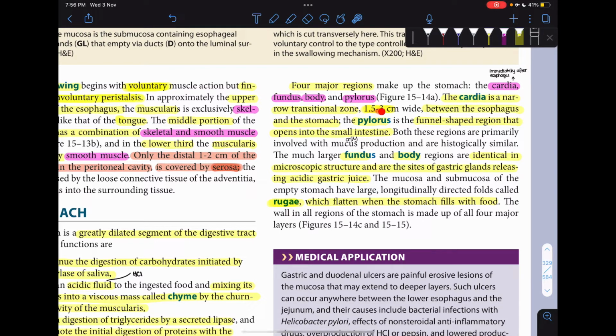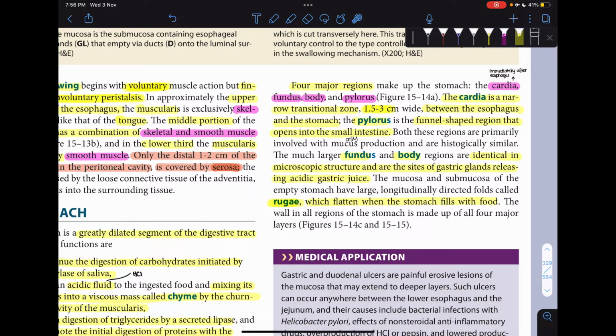Both the cardia and the pylorus are primarily involved with mucus production, so they only produce mucus, and they are histologically similar. The much larger fundus and body, so the fundus and the body of the stomach are much larger than the pylorus and the cardia, and they are identical in microscopic structure, and they are the sites of gastric glands. So the fundus and the body are the sites of the secretion of acidic gastric juice from the gastric glands, and the mucosa and the submucosa of the empty stomach have large longitudinally directed folds called the rugae.